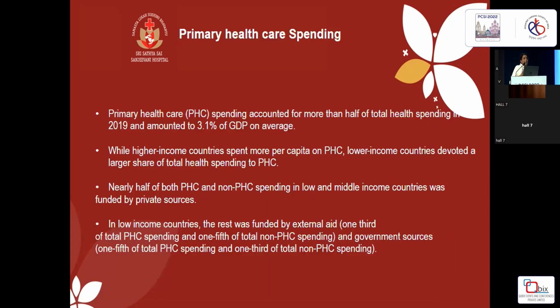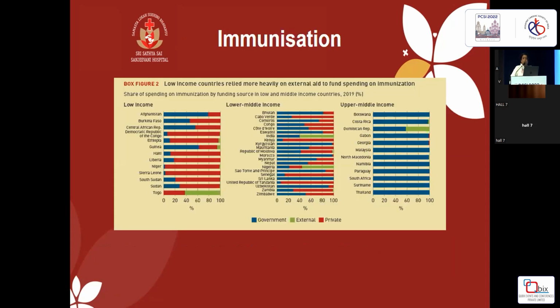What is the other way the health budget goes? And that is primary care. Primary care takes almost 50% of the allocation of healthcare spending in most of the countries. Sometimes the percentage is slightly different, but quite a bulk of healthcare spending goes into primary care. The third sector is immunization, which also absorbs a lot of spending. And if you see on the right, in the upper middle income countries, the immunization of children is taken care of exclusively by the government.